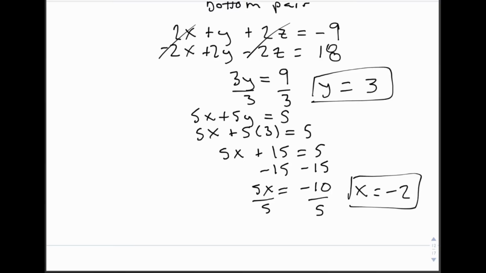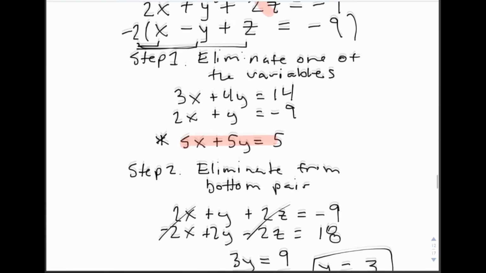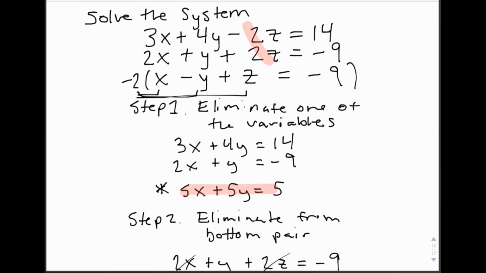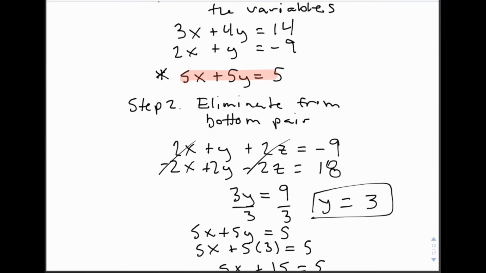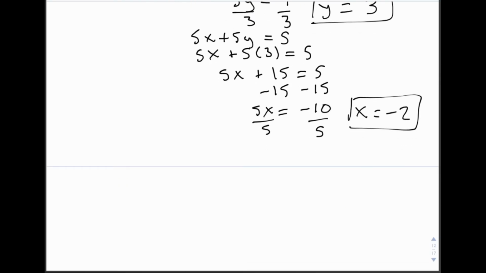So we can go back up to the top and pick one of these equations that we can plug it into. Let's plug it into this first one here to figure out what our z value is going to be. So plugging this into our top equation there, we should get 3 multiplied by, in this case, our x, which is -2, plus 4 times our y value, which is 3, and then minus 2 times that z, and that's going to be equal to that +14.